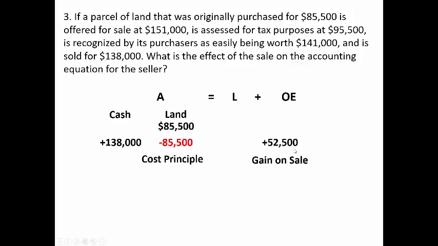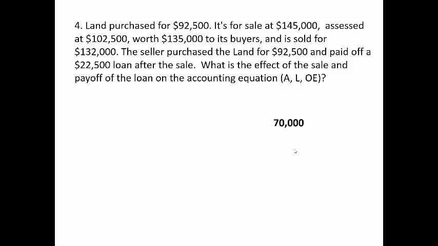Okay, now let's look at number 4. Number 4, land purchased for $92,500. It's for sale for $145,000. Is assessed at $102,500. It's worth $135,000 to its buyers and is sold for $132,000. So all that really matters here is it was purchased for $92,500. It was sold for $132,000.